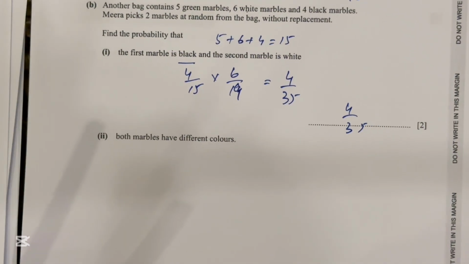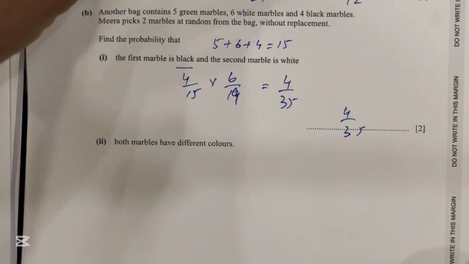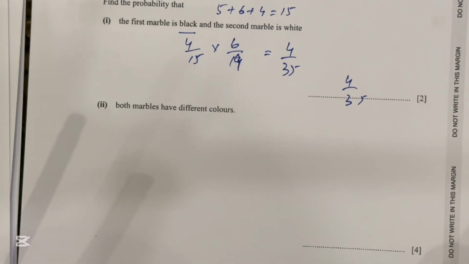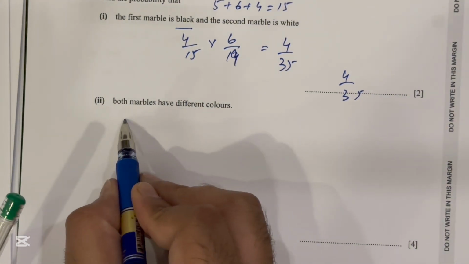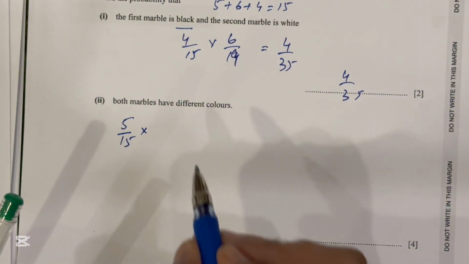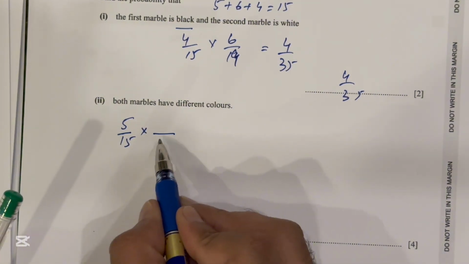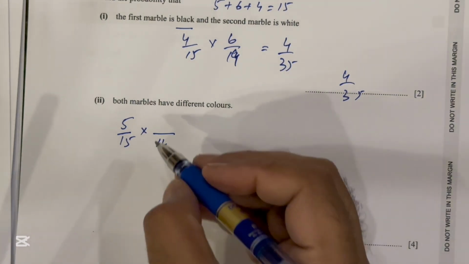Now the next part, both marbles have different colors. So this is a very interesting part, and this is the part that requires certain expertise. Both marbles have different colors. Okay, first if I choose a green marble, then it would be 5 by 15. Then the other pick should have 1 less, it would be 14, and all others would be considered other colors. So other colors would be 15 minus 5, they would be 10.